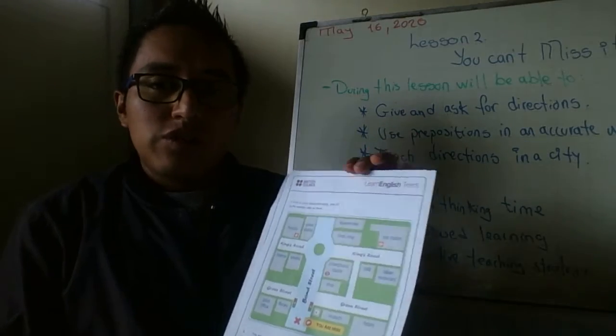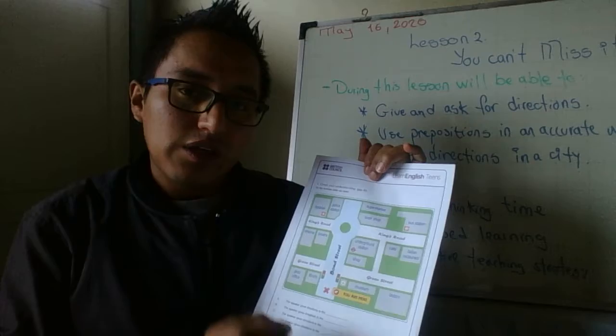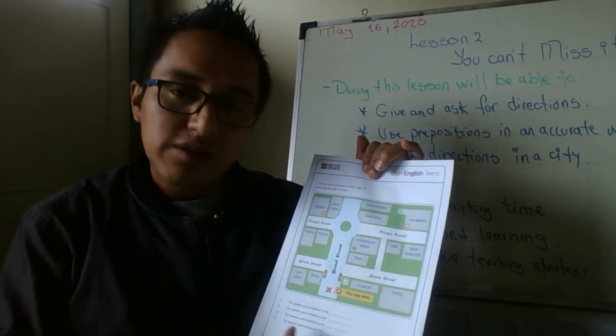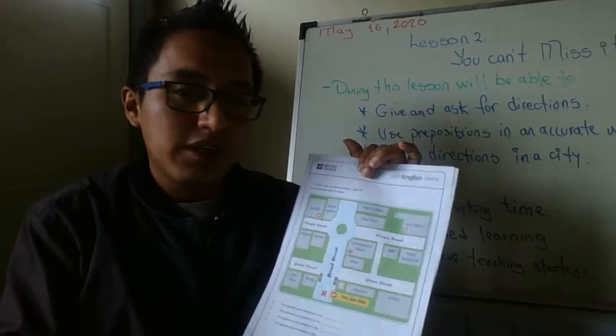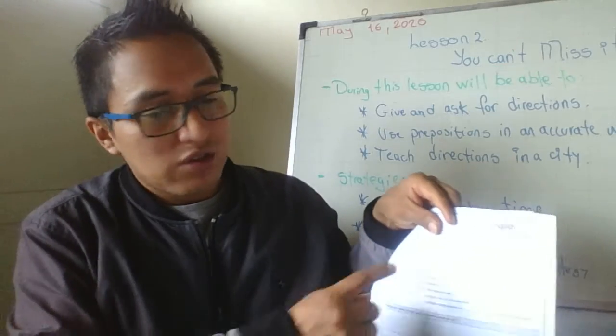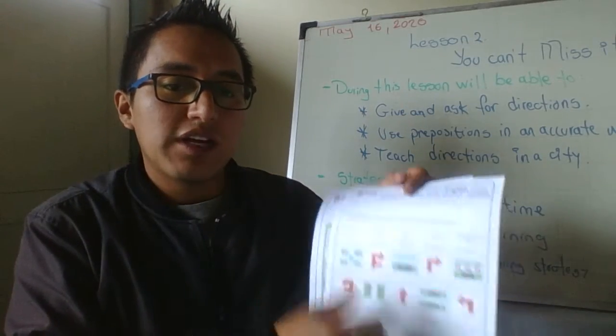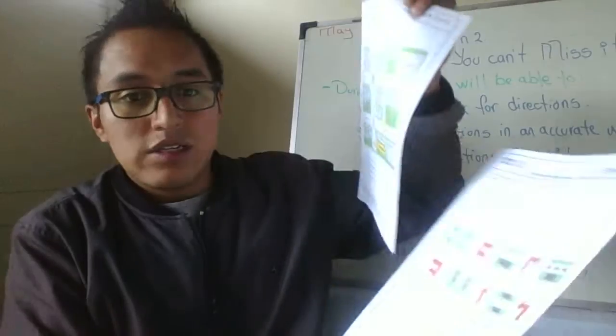Here students will work completing some exercises looking at this map. Also, they will have to complete some gaps. Here students have some prepositions, and they will have to use these in order to complete them.